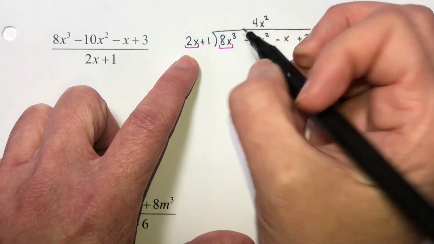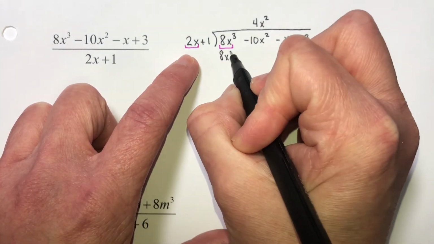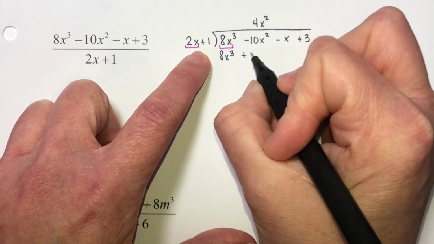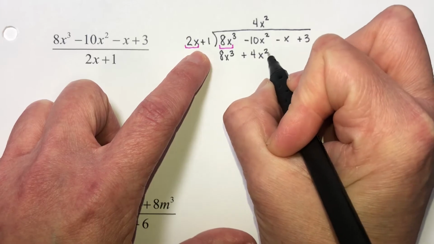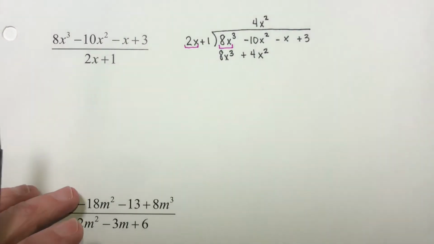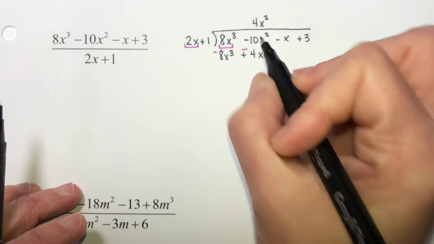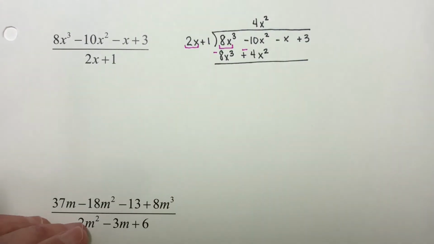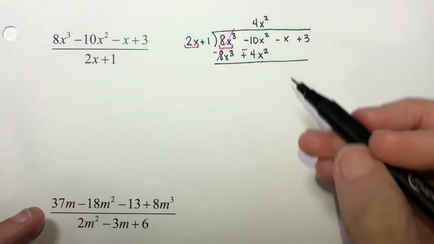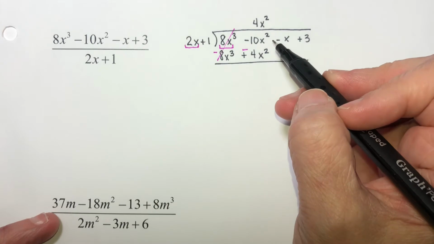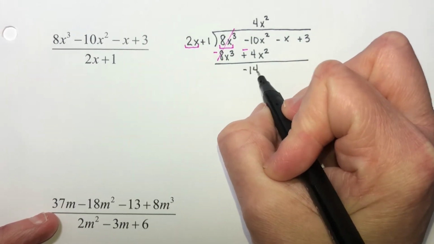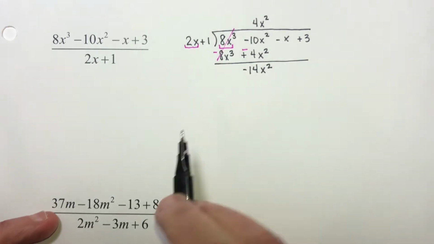4x squared times 2x is 8x cubed. 4x squared times 1 is 4x squared. Let's change all of our signs. That should cancel. And I have negative 10x squared minus 4x squared. So this is negative 14x squared.